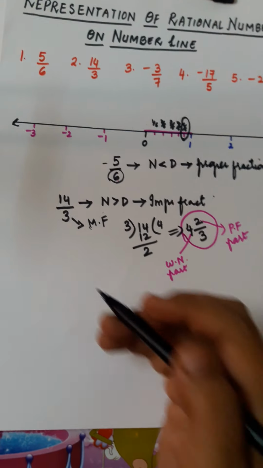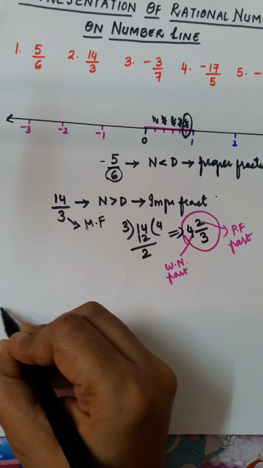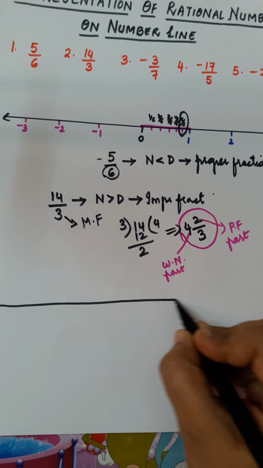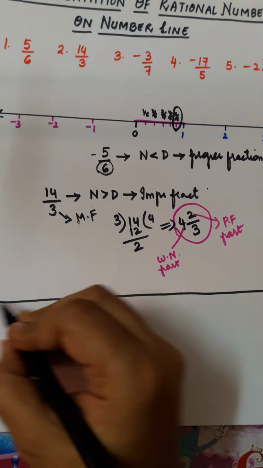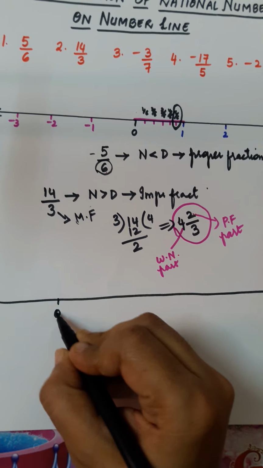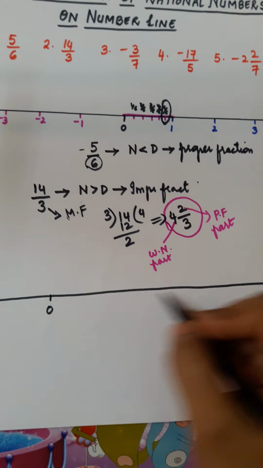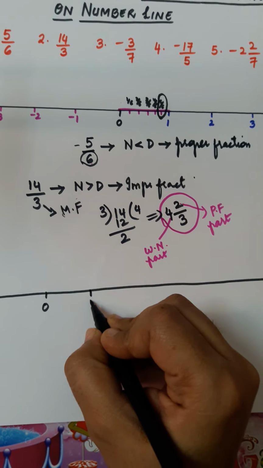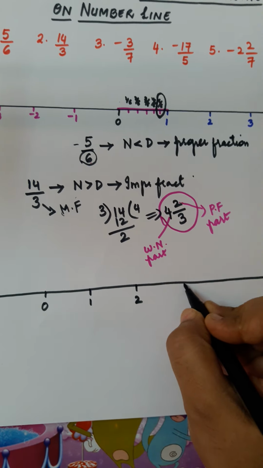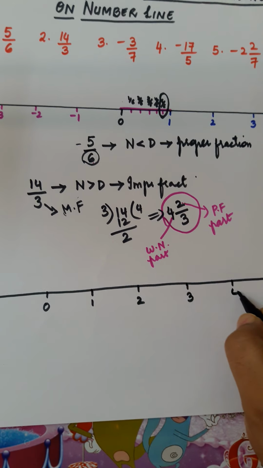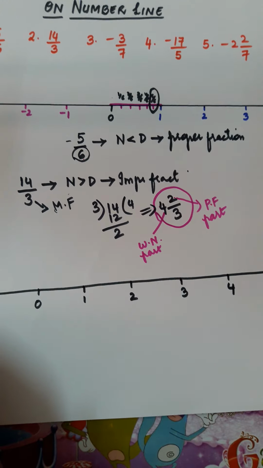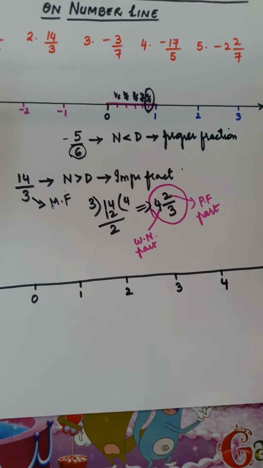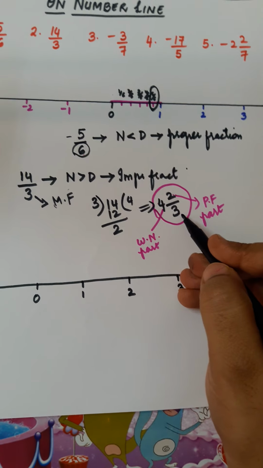See here, let me draw one more number line. Suppose I am drawing a number line like this. This is 0, which I am taking just over here because there is no space. So here it will be 1, here it will be 2 and here it will be 3, then 4. On your left hand side all the negatives will come. Fine. So now 4 2 by 3 I have to plot.